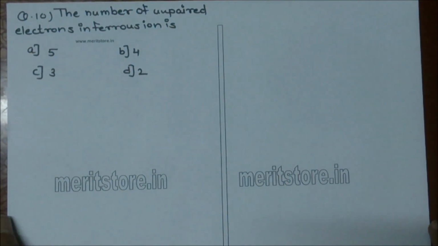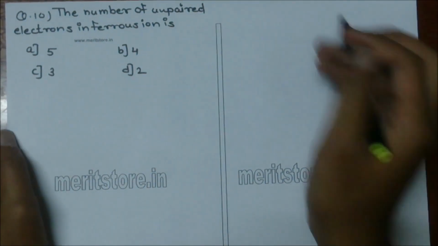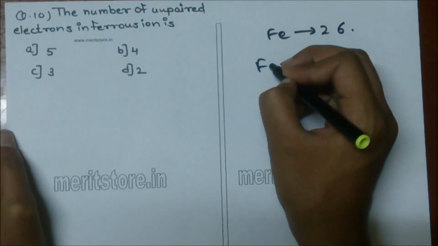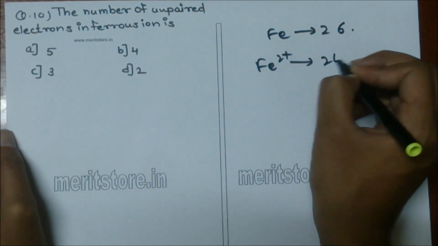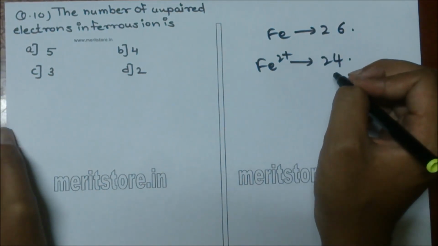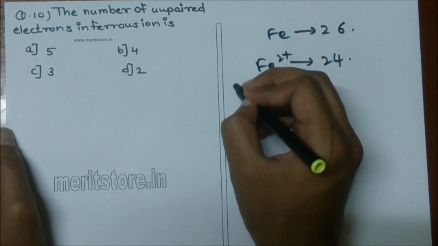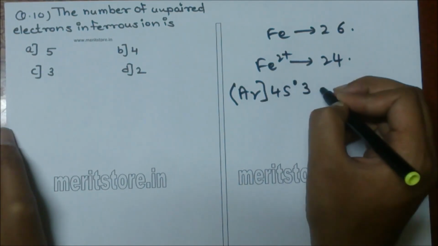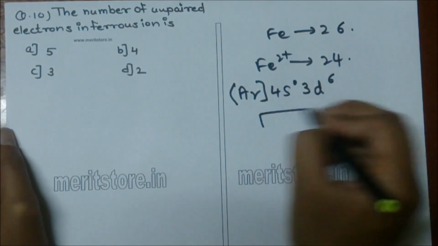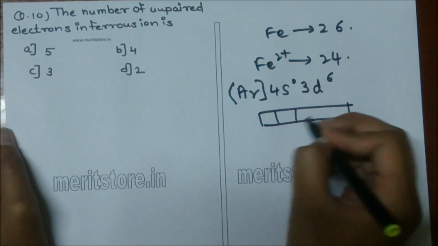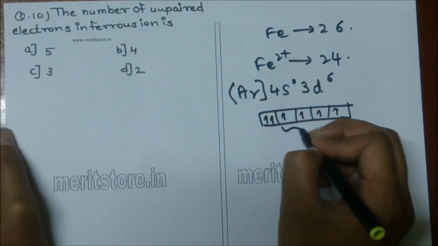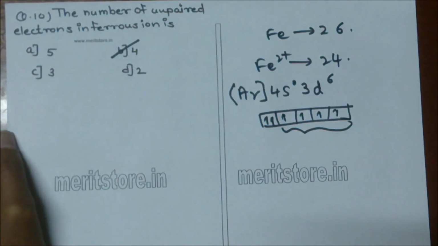Question number 10. Number of unpaired electrons in ferrous iron is A5, B4, C3, D2. Iron has atomic number 26, and ferrous, that is 2+, has 24 electrons as 2 electrons are removed. So the electronic configuration will be argon, which has 18 electrons, then 4s0 and 3d6. So we can write d orbital as 1, 2, 3, 4, 5 and 6. So 4 unpaired electrons are present. Option B is the correct answer.